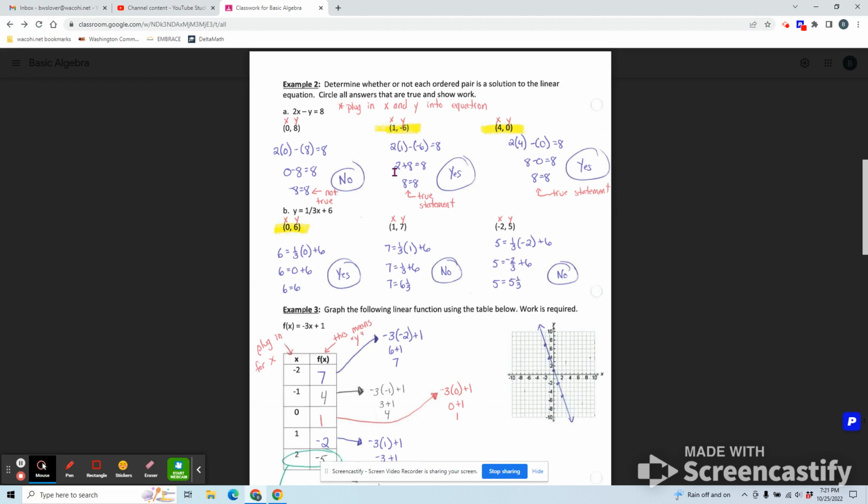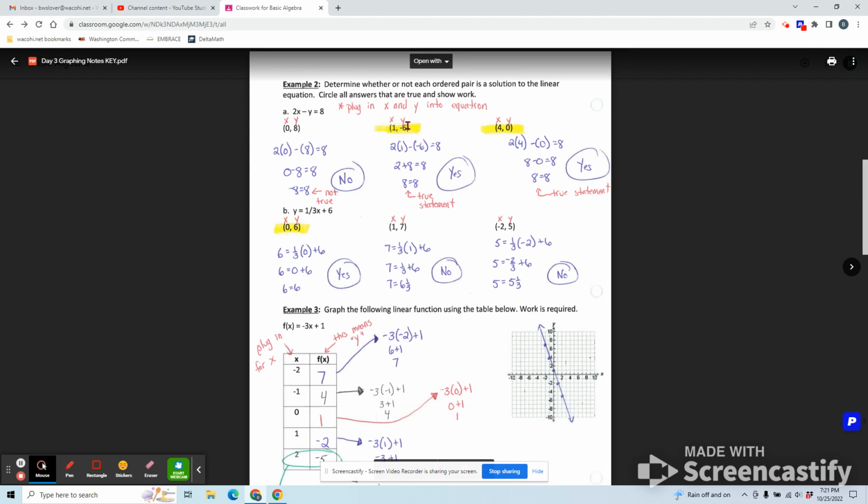And so I end up with 2, and actually that should say 6. So 2 plus 6 equals 8. 8 does equal 8. That is a true statement. Okay, so note that this should say 2 plus 6. I accidentally wrote 8. So this is a true statement. So that means this is a solution.